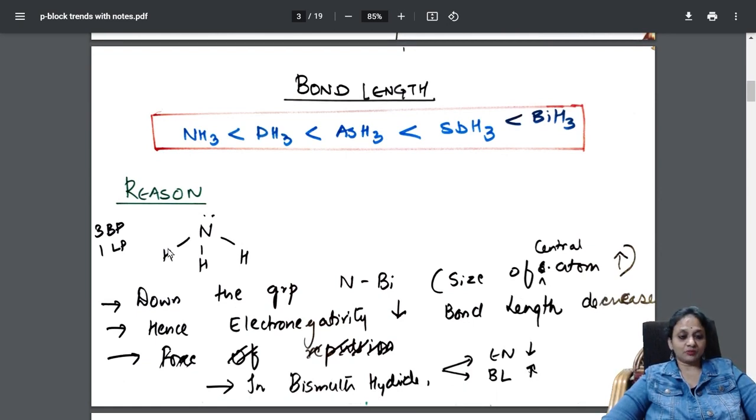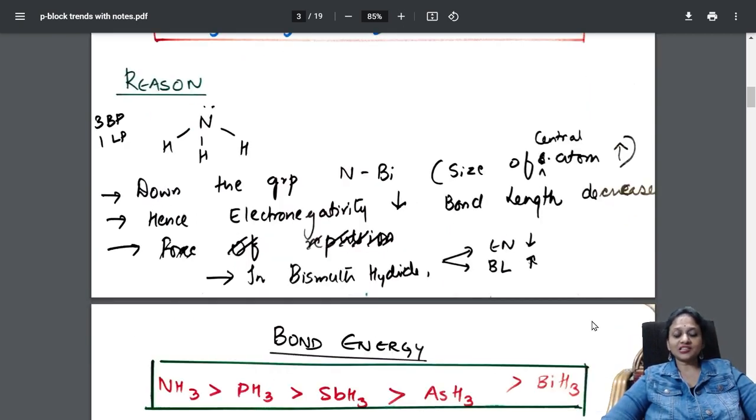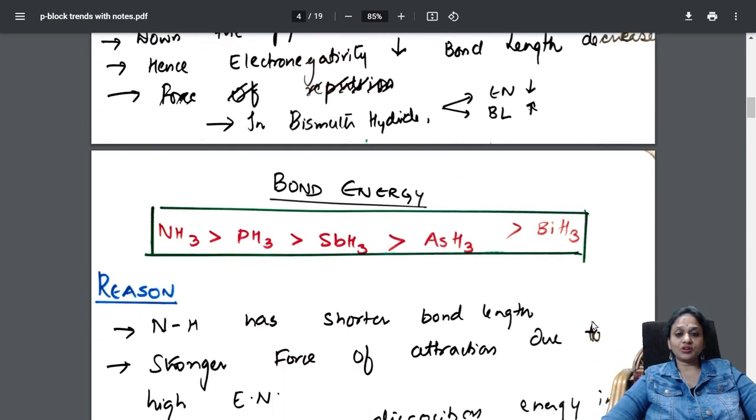What is the reason why ammonia has 3 bond pairs and 1 lone pair? What is happening to the repulsions? Why is the size increasing? Why the bond length? Everything I have mentioned here in this particular slide. After this, I slowly took into a concept called bond energy.